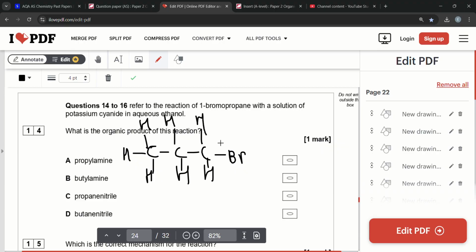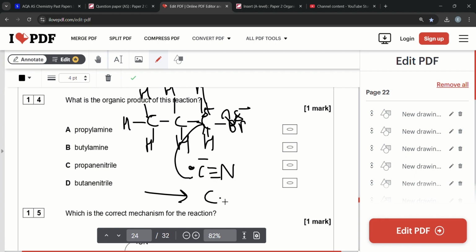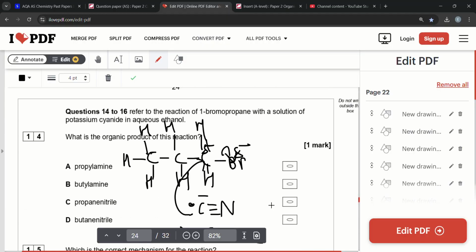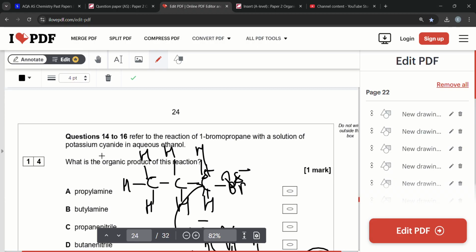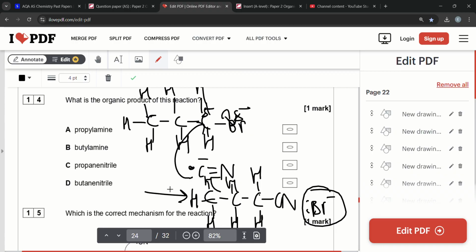Methane, ethane, propane. Partial positive, partial negative. Potassium cyanide, C triple bond N, lone pair of electrons, attached to carbon. The C-Br bond breaks, and we form CN-H, and the lone pair of electrons, Br minus, is left there, and it'll probably bond with the potassium later on, but that's not necessary.